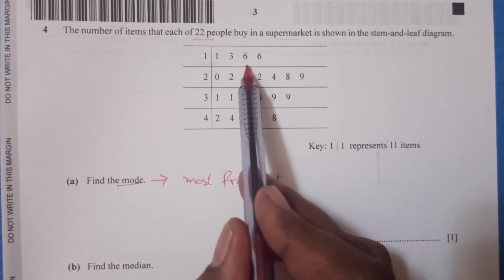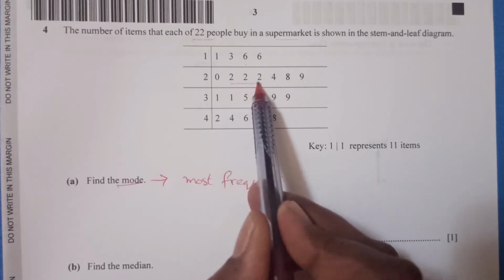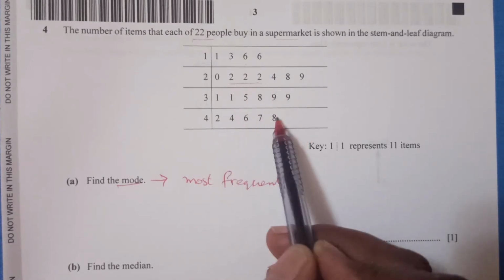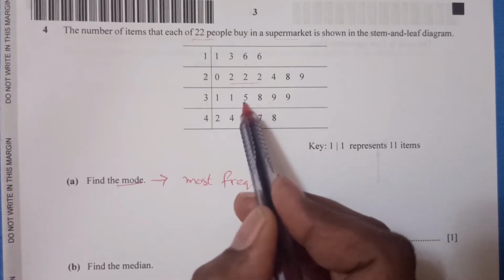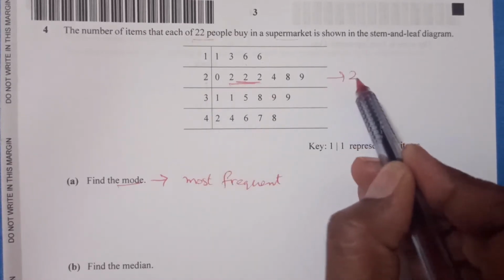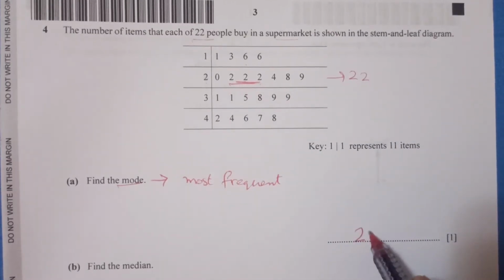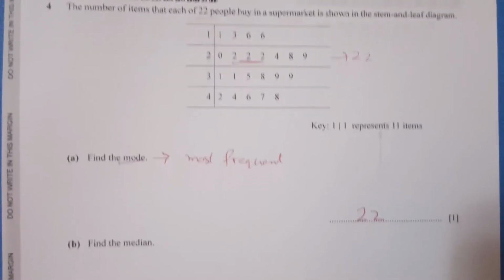You can see here this 6 is coming twice, here 2 is coming 3 times, and this is 2. So none of them is repeating more than this one. So what is this? If you see the key, it is 22. So 22 is coming 3 times. So mode is 22. Now find the median.